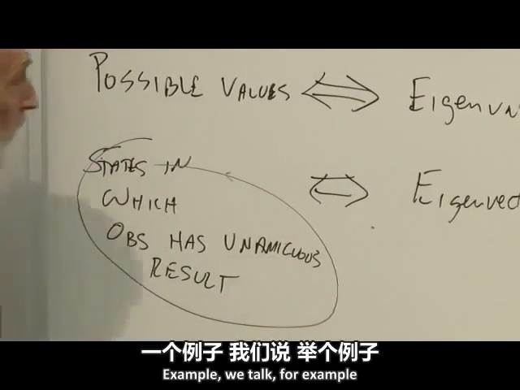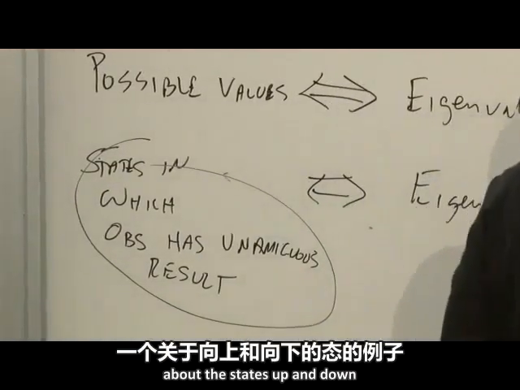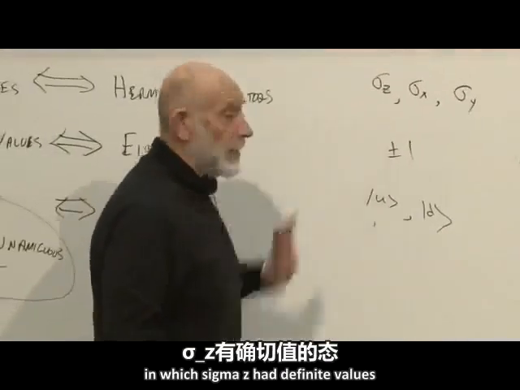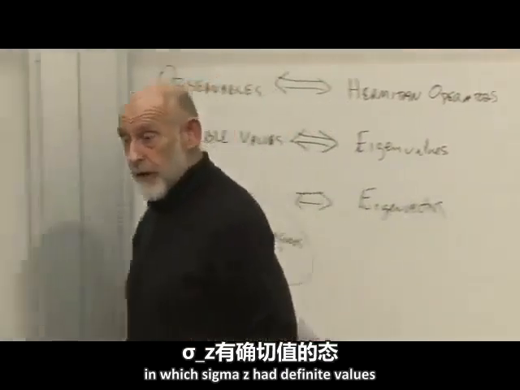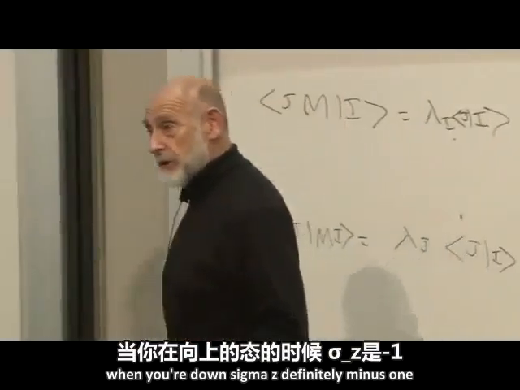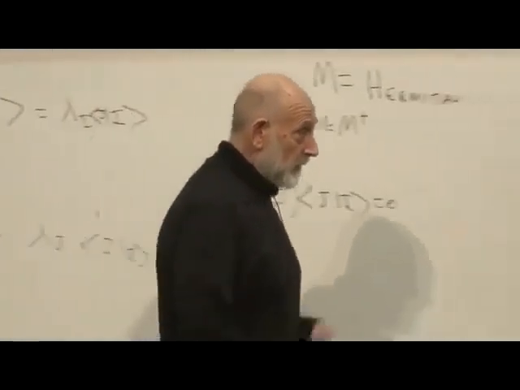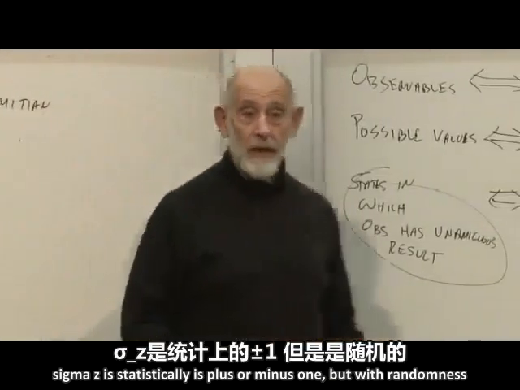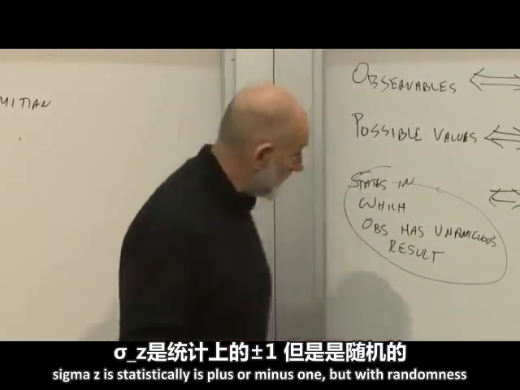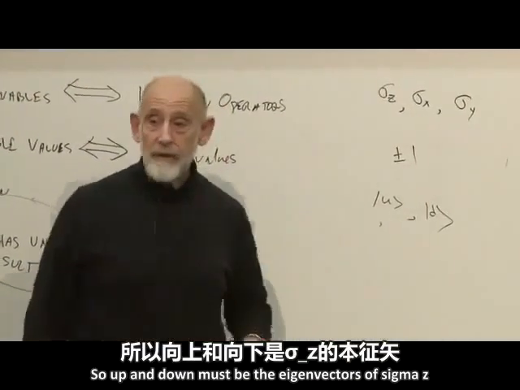Example. We talked, for example, about the states up and down. Those are states in which sigma z had definite values. When you're up, sigma z is definitely 1. When you're down, sigma z is definitely -1. Any other vector, sigma z is statistically either +1 or -1, but with a randomness. So up and down must be the eigenvectors of sigma z.